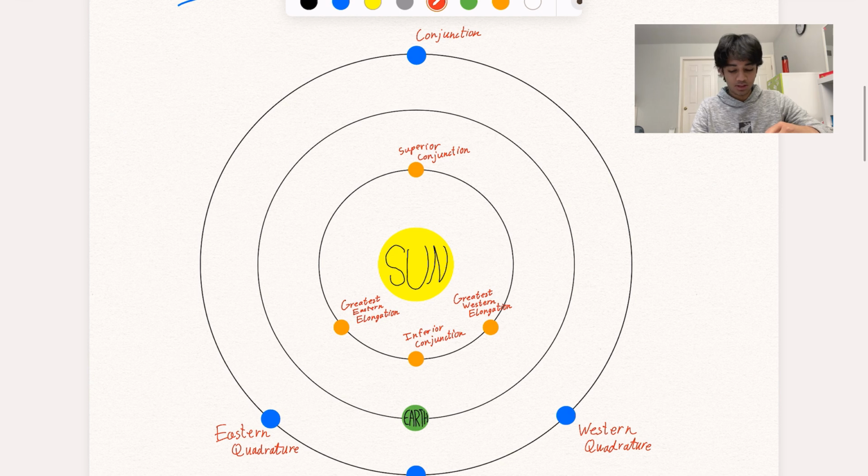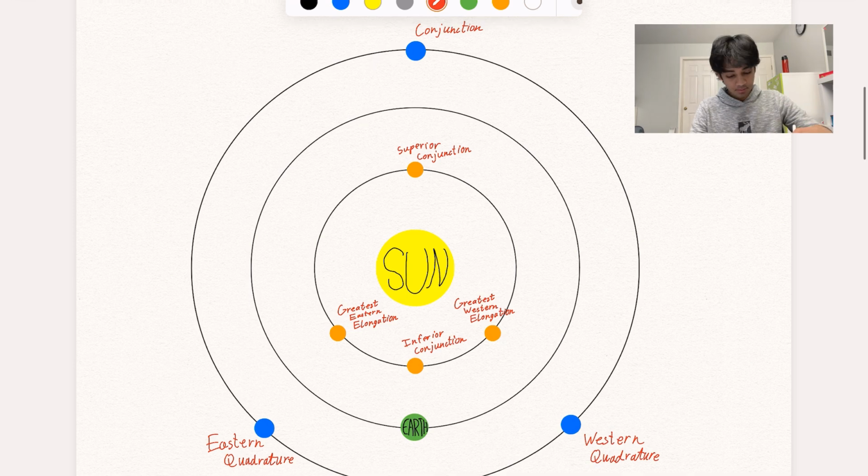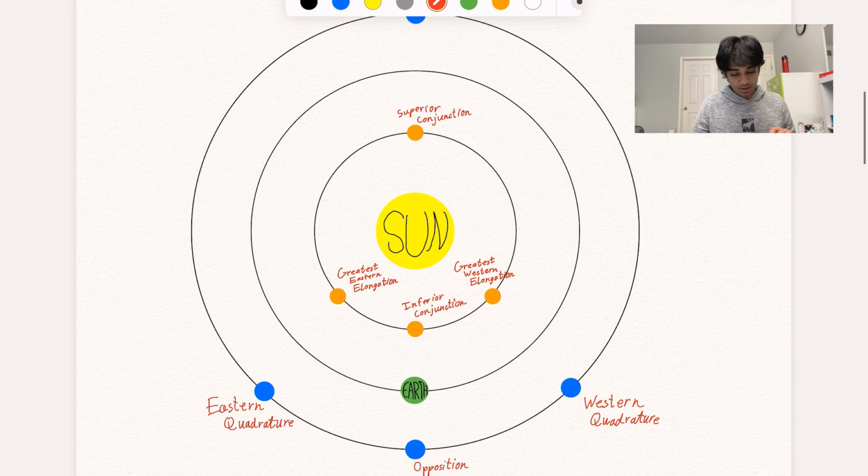It can be a little tricky to memorize all these positions. If you want, you can also make flashcards, whatever helps you. But it's usually helpful to get these positions memorized, especially because there's only 8, and a lot of them are intuitive, like opposition being opposite to the sun, or inferior and superior conjunction. One is closer to the Earth, one is further from the Earth. But if you have these positions memorized, these terms will make a lot more sense when dealing with planets. But for now, let's move on.